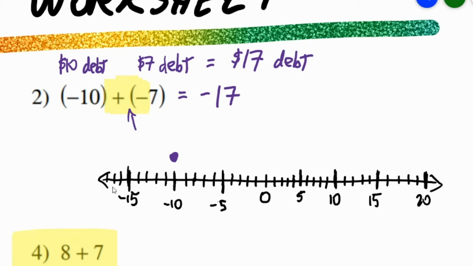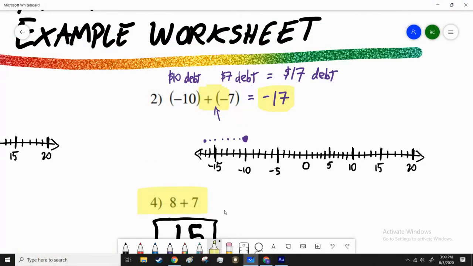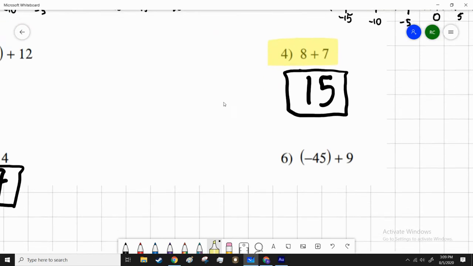Okay, so starting at negative 10, we'll just double check. Moving down 1, 2, 3, 4, 5, 6, 7. Yep, that looks like negative 17 to me. That's our answer. Let's move on.